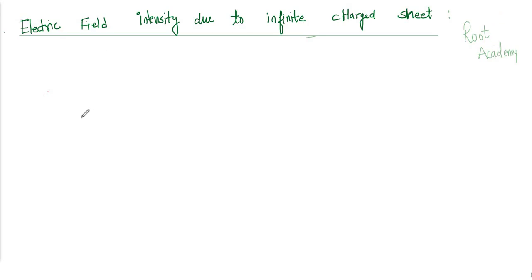So this is a very easy derivation and mostly it is asked in exam. So this is a positively charged sheet. We are showing it as a finite size in the diagram, but assume it is an infinitely large sheet with positive charge. Correct? So what is the rule of flux?